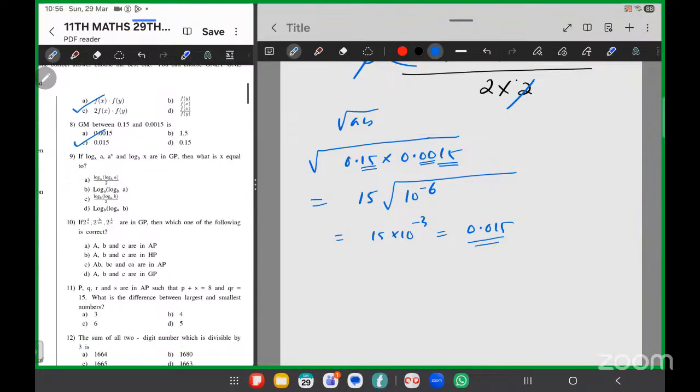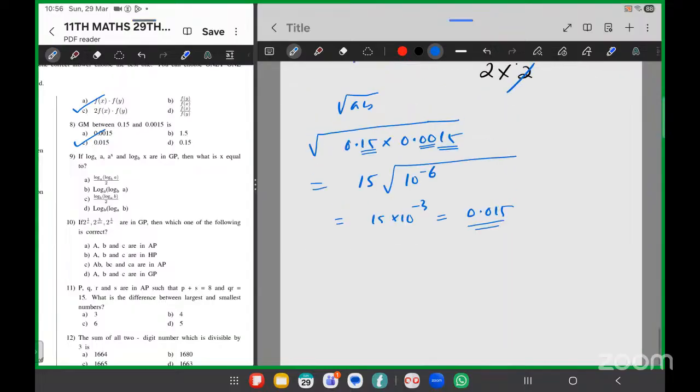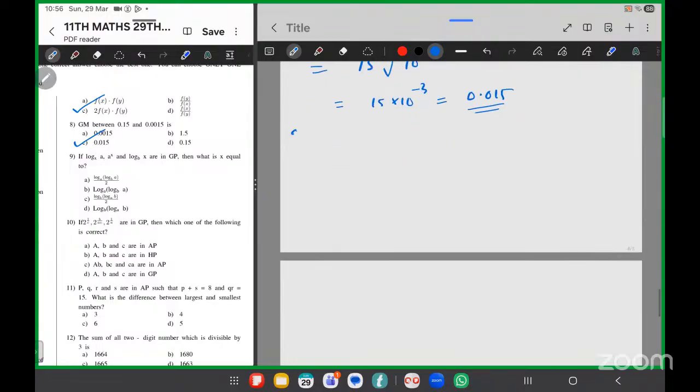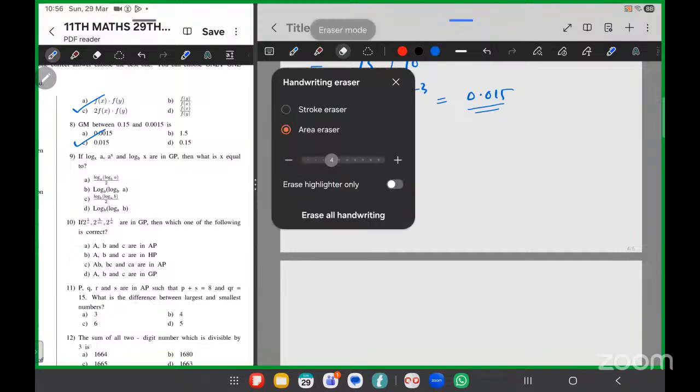Question number 9. Log x, a raised to x and log b are in GP. Then what is x equal to? If they are in GP, the ratio of consecutive terms is equal. So you can write question number 9: a raised to x divided by log a to the base x is the same as, only 3 terms are there. So we will write like this.